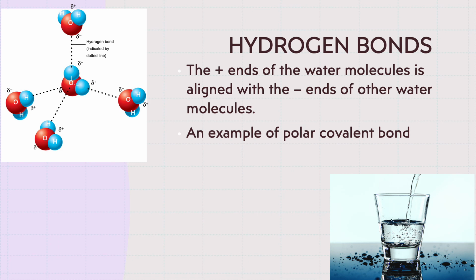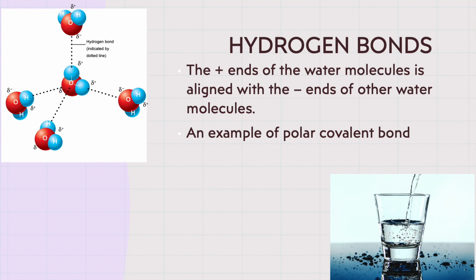The third type of bond is going to be hydrogen bonds. So here we can see that hydrogen has a positive charge. Each of these hydrogen atoms have a positive charge, while oxygen has a negative charge. So the ends of these charges are going to align with one another. So we see the positive end of the water molecule aligning with another negative end of another water molecule.